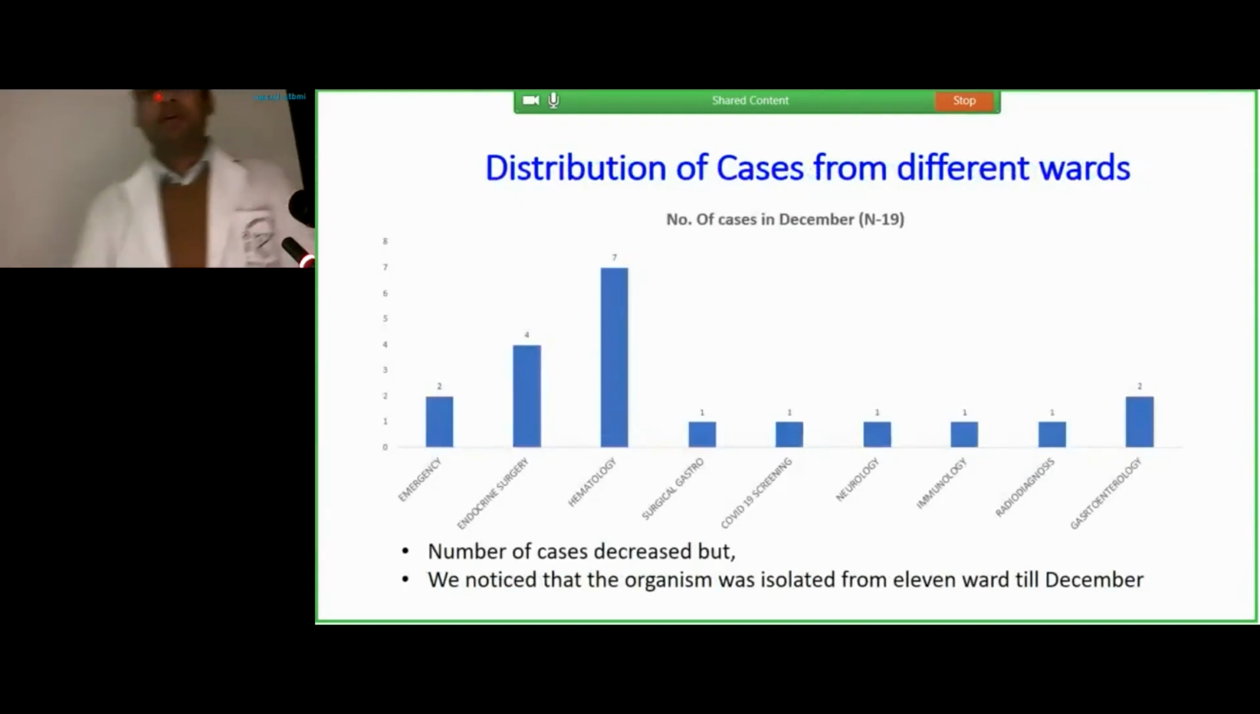Compared to the month of December, although the number of cases decreased from 40 to 90, we noticed that the number of wards with isolation increased from 6 to 11.